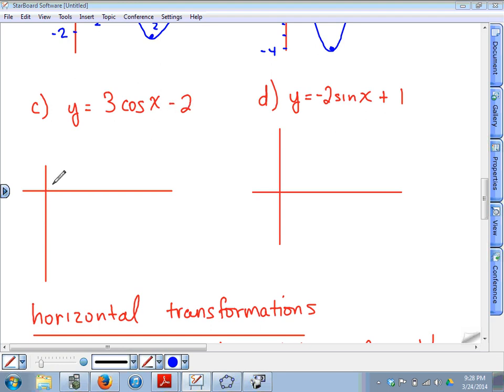So we have a transformation that's down 2 units. I'm going to take this origin, transform it down 2 units, and I'm going to superimpose onto this graph a new coordinate system.